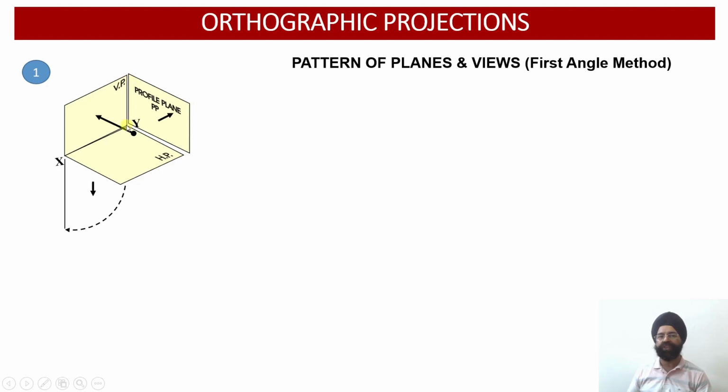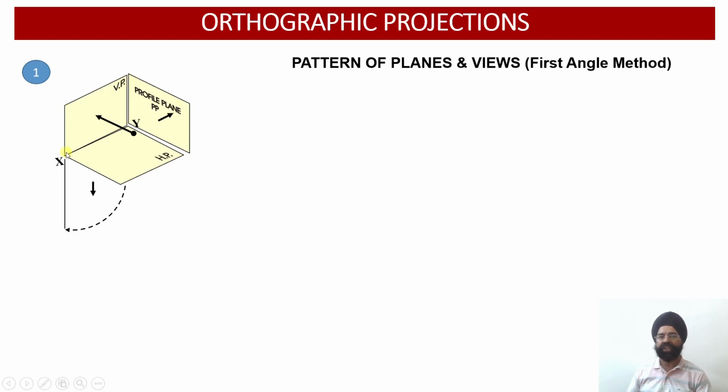Because this is my hinge over here. For this right hand side profile plane, this will be my hinge. For my horizontal plane, this will be my hinge. So the vertical plane will stay as it is. The horizontal plane will be moving downwards. The right side profile plane will be moving towards the right side because of this hinge.